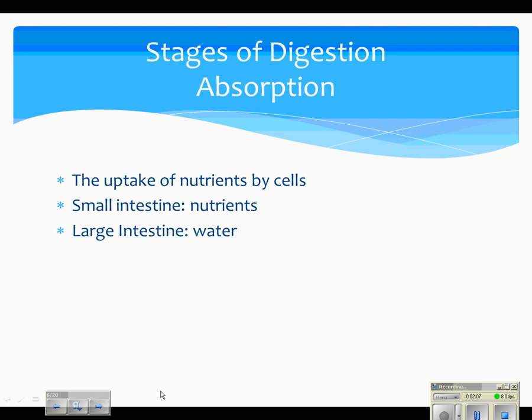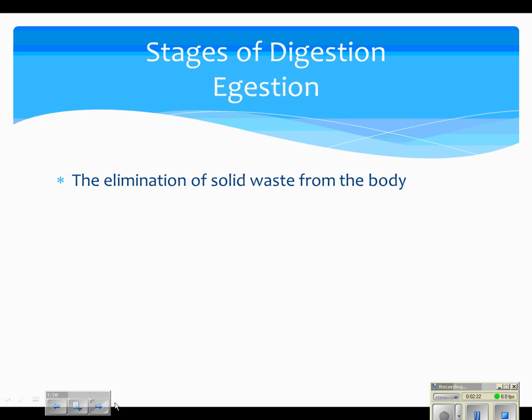And then we have absorption, which is the uptake of nutrients by cells. In the small intestine, we get a lot of nutrient uptake, and in the large intestine, we're going to have water uptake or absorption. Egestion is the final stage of digestion, and it's the elimination of solid waste from the body. So anything that is not absorbed into the body is going to be eliminated.